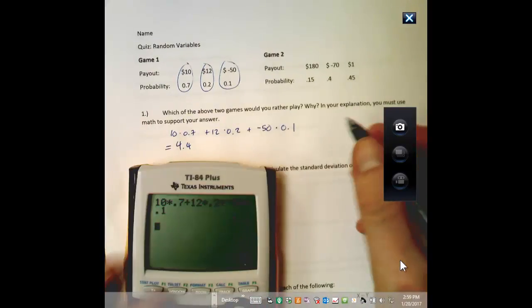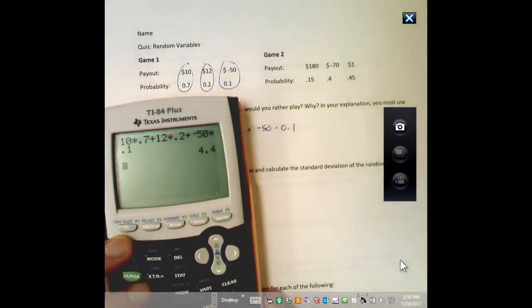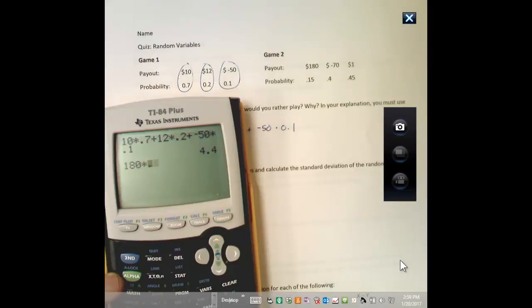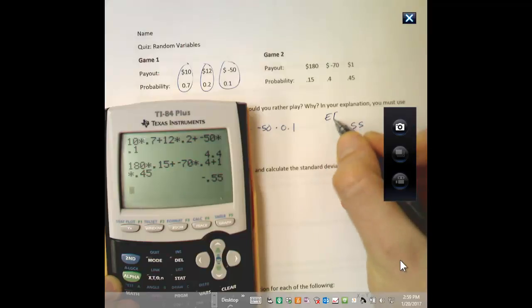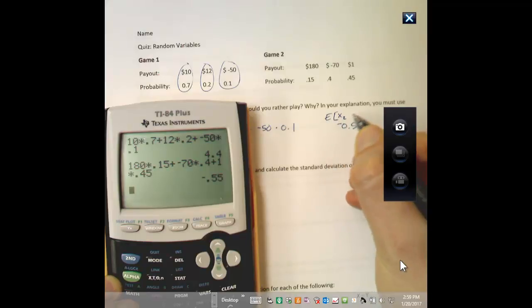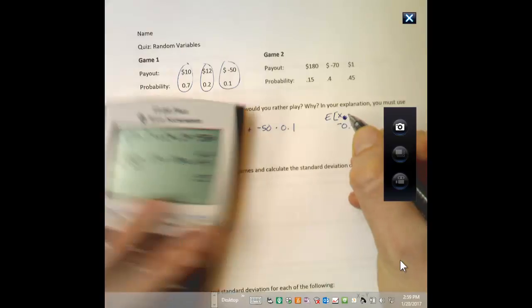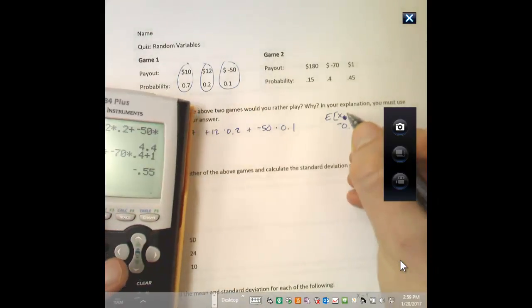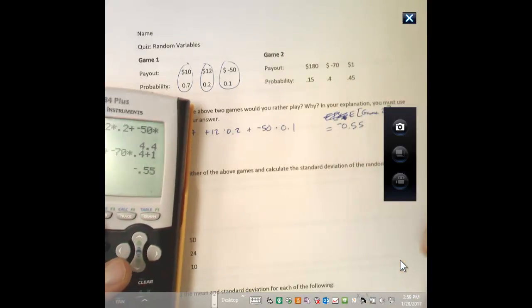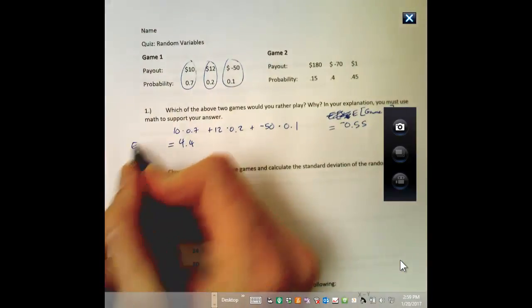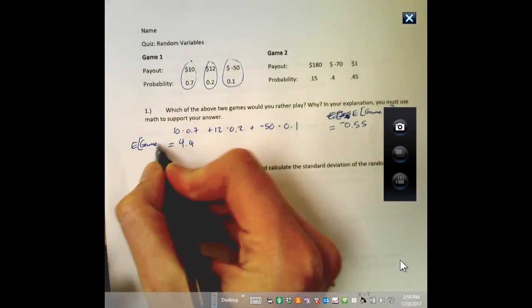And then game number two, we're doing the same thing. So I won't write it out, I'll just do it. 180 times 0.15 plus negative 70 times 0.4 plus 1 times 0.45. And that is this. So this is the expected value of game two. And you know what I'll do? I'll call that, what should I call it? Expected value of game two. Equals this, and this is the expected value of game one.